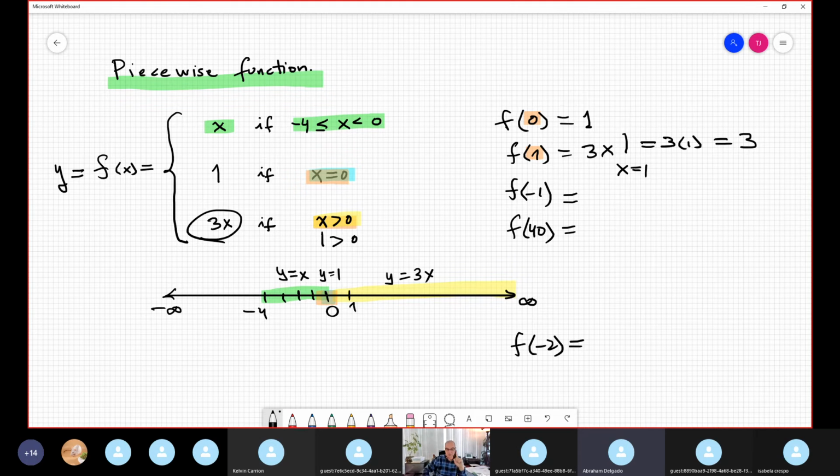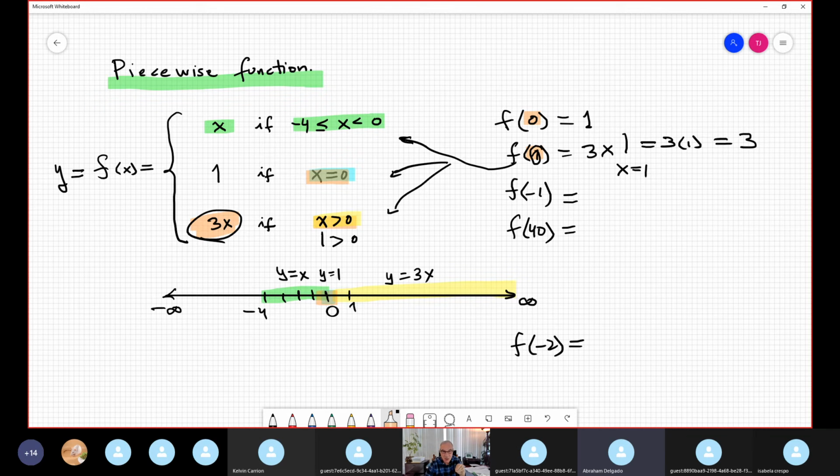Okay, step number 1. Take the element in the domain, que es 1. Now you go here. Selection. What is the interval below 1? The third one. Because 1 is greater than 0. You select this piece. 3x. I'm plugging in 1.